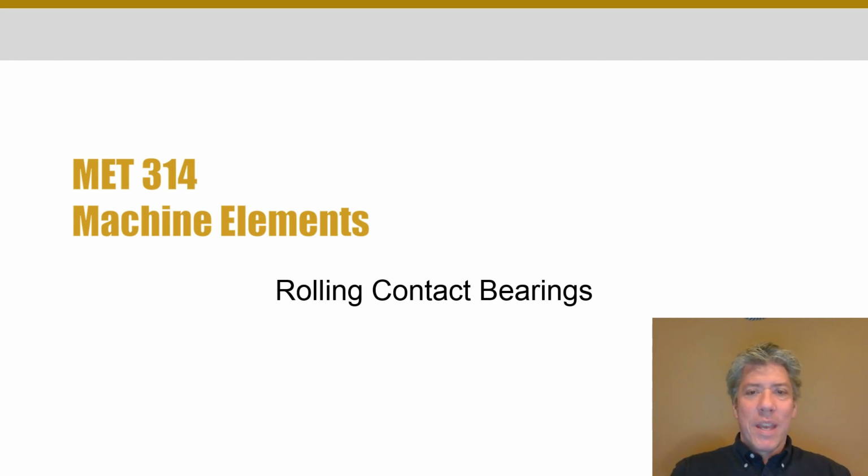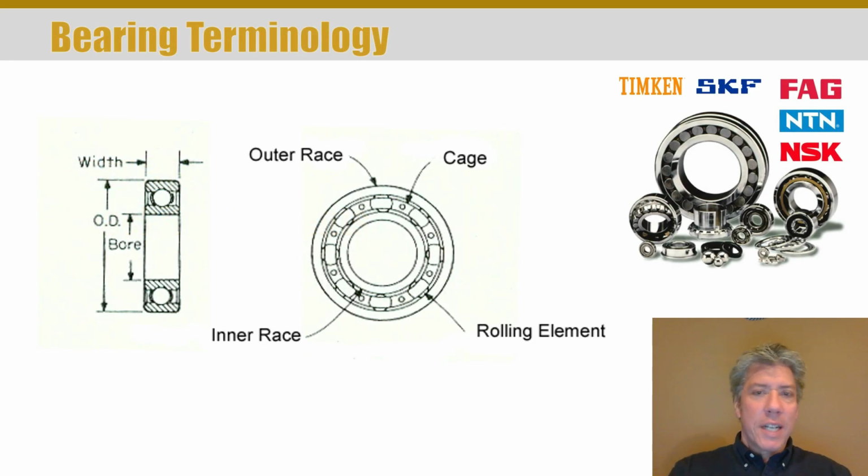So the topic today is rolling contact bearings, and rolling contact bearings are a little different than plain bearings, but we'll get into plain bearings later. There are several major manufacturers of bearings. Here are just 5. There are others. Timken, SKF, FAG, NTN, and NSK. A lot of these seem to have 3-letter abbreviations, and I don't really know what most of them stand for, but very common companies. You'll see these bearings everywhere.